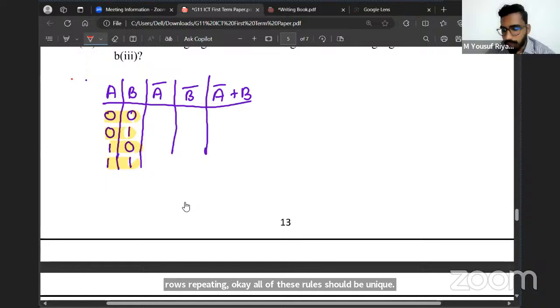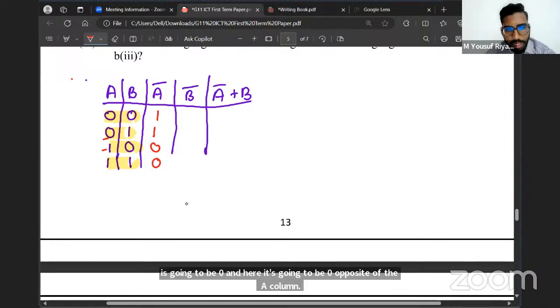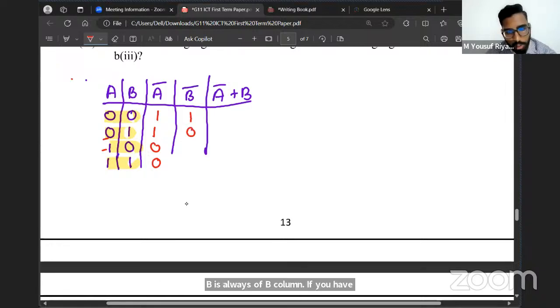A dash is opposite of A. So if 0 is here, this is going to be 1. If 0 is here, this is going to be 1. If 1 is here, this is going to be 0. And here it's going to be 0, opposite of the A column. B dash is opposite of B column. If you have B as 0, this is going to be 1. If B is 1, this is going to be 0. If B is 0, this is going to be 1. If B is 1, this is going to be 0.